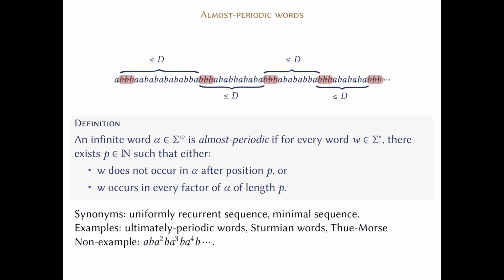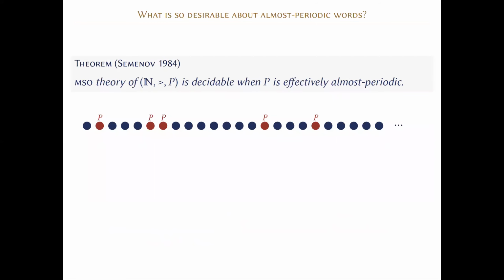But what is so desirable about almost periodic words? There's a result by Semenov that shows that if we have a predicate P whose characteristic word is effectively almost periodic, then the MSO theory of natural numbers with order extended with P is decidable. This characteristic word is an infinite sequence where it is one at positions where predicate P holds and zero otherwise.